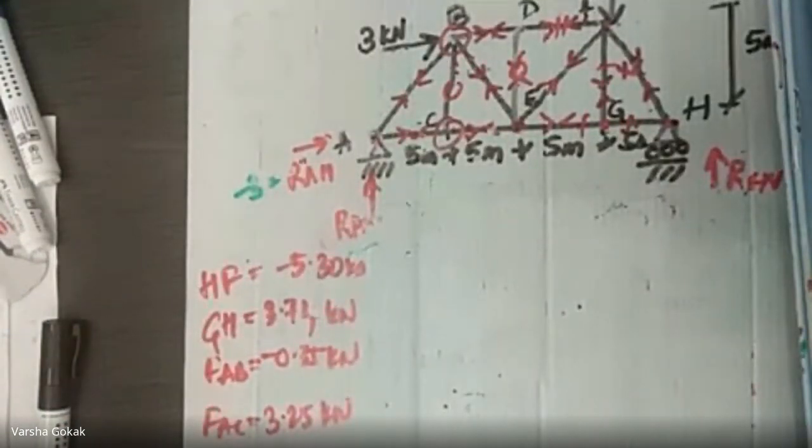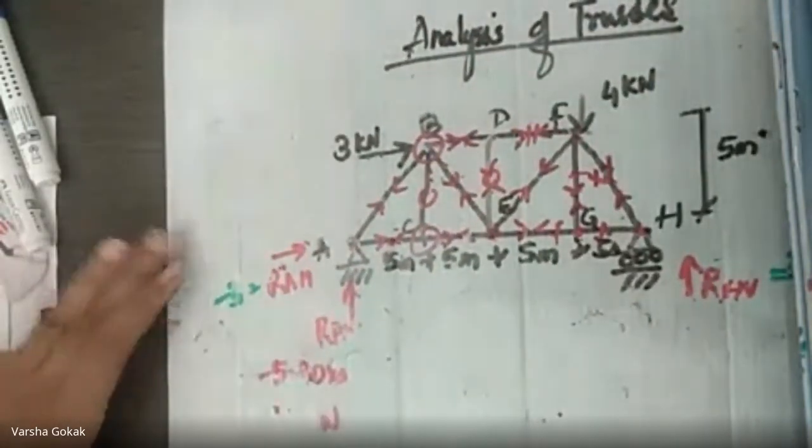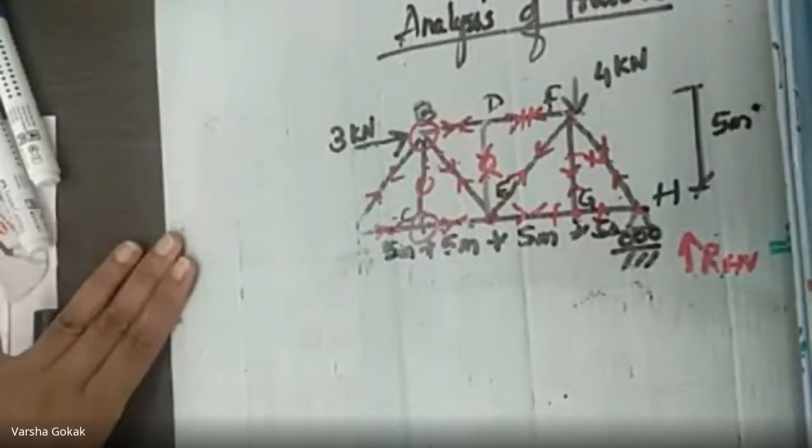Clear? So this is one more numerical on method of joints. Okay? Any doubts? You can ask me now only. Do you have any doubts? Anybody wants to ask any doubts here? No?